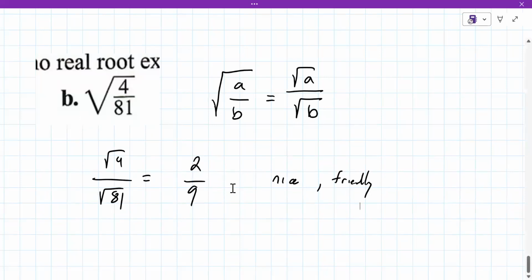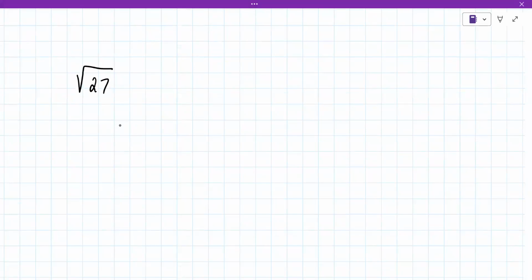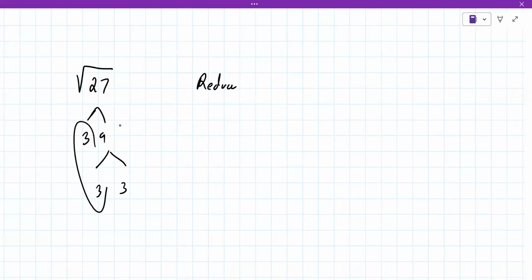But where it goes from here is, well, maybe they're not all friendly, okay? And we will see such problems. Like, let's say it's the square root of 27, and we're just asked to reduce something like this. Do you remember how to write this or how to factor it? Yeah, the 2 lines, like 3 and 9. Yes. So this becomes 3 square root 3.